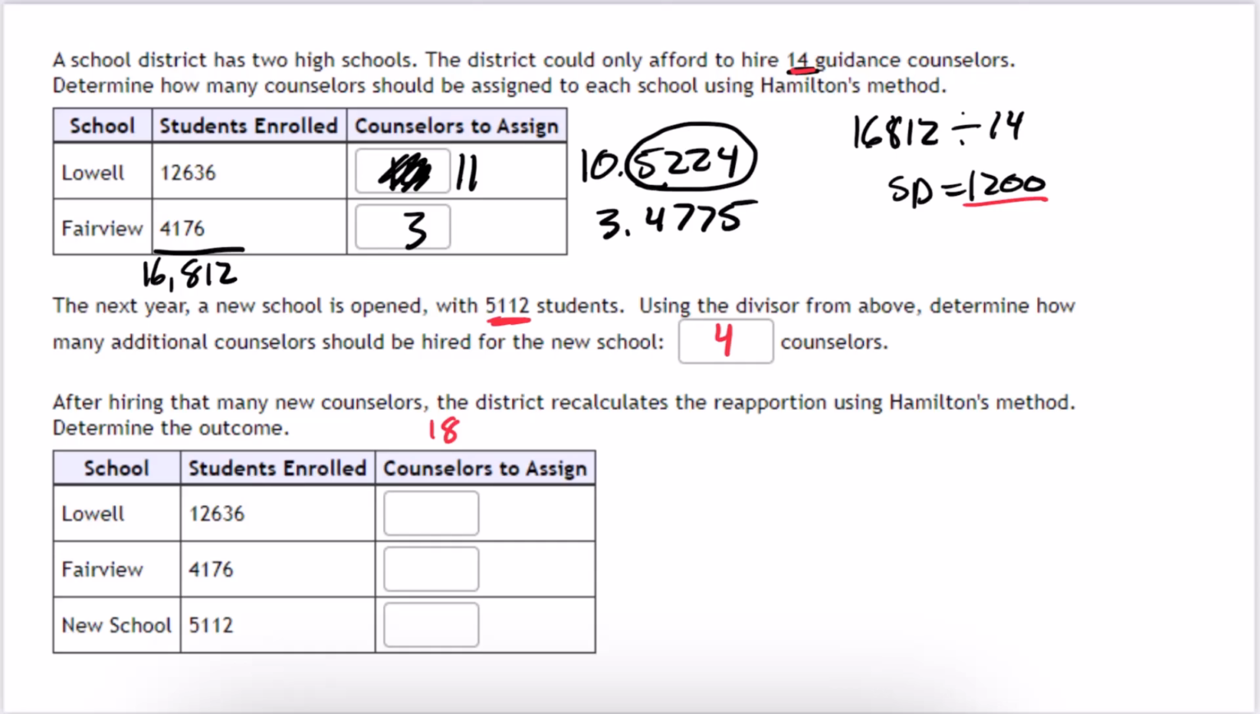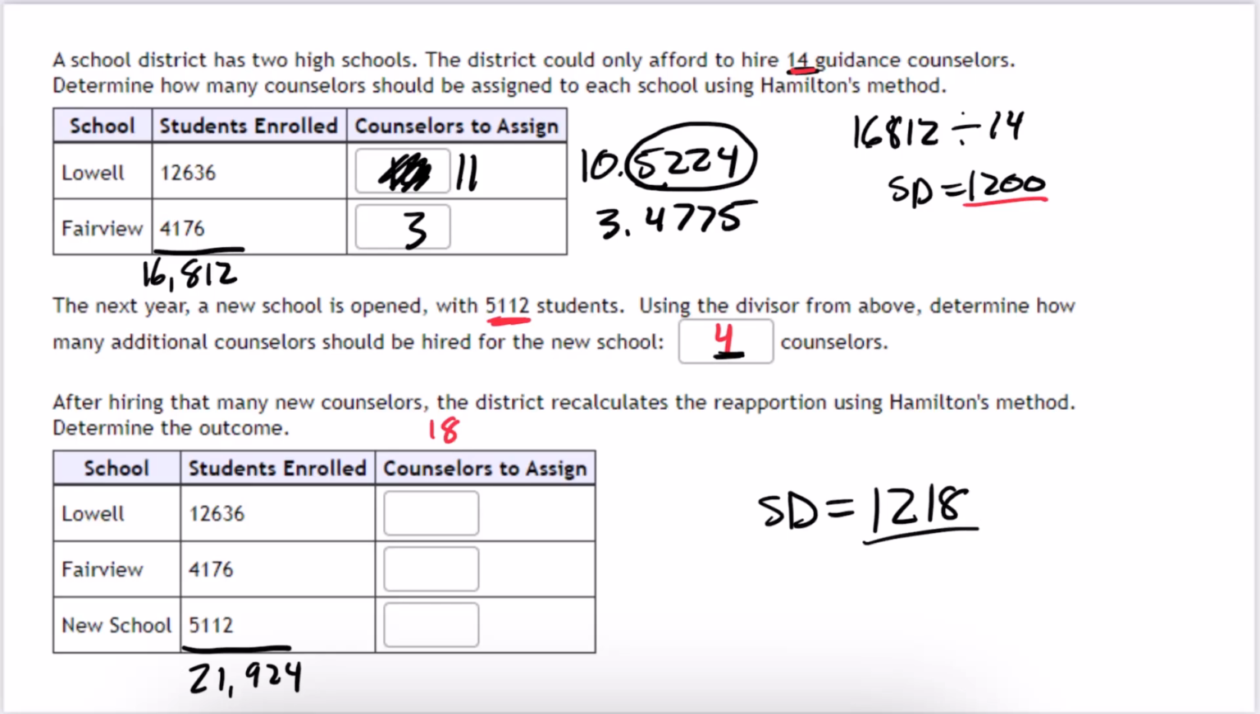And if we calculate this out and we add up the total number of enrollments to distribute these 18 counselors, the total number of enrollments would be 21,924. And when you divide that number by 18, you get a standard divisor of 1218, which basically means each counselor is responsible for 1,218 students. So our standard divisor is now 1218.